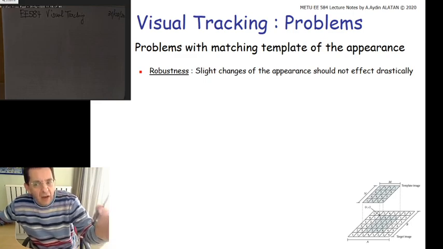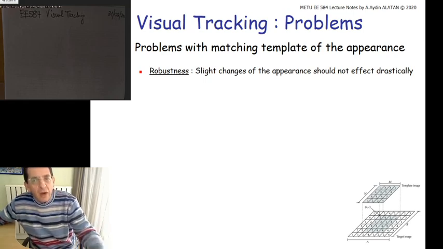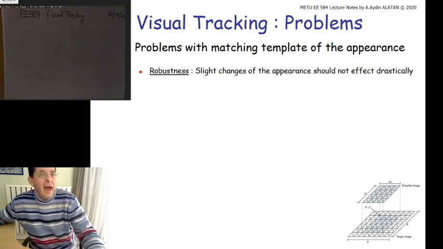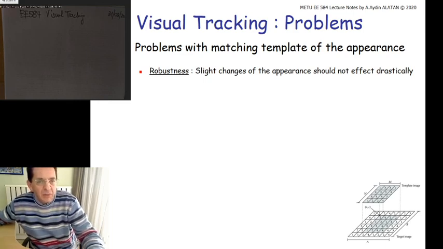Okay, once you have the perfect match, you have a beautiful result, a strong peak, and everything else is smaller, or vice versa. This should not be affected drastically as soon as you move just a single pixel to the left or right. And moreover, if your appearance is also changing in time, slightly non-rigidly, then your peak should still be sufficiently high with respect to its neighbors.